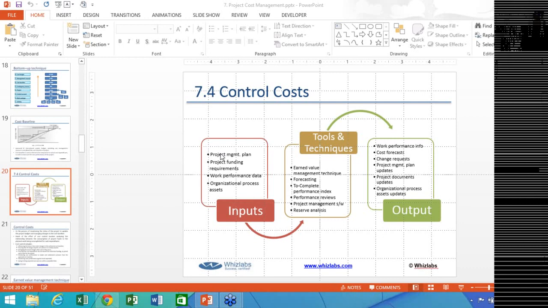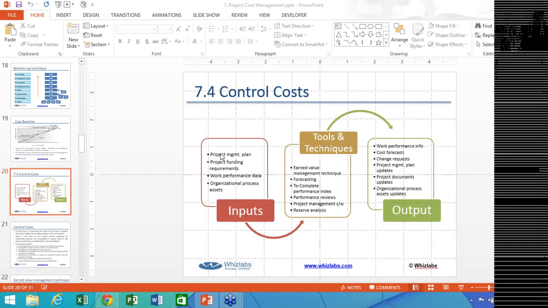So that information we actually get, there is a mathematical formula, and using that we know that in order to meet the deadline, in order to meet the cost baseline, we need to perform at this level. So that is your TCPI, okay.